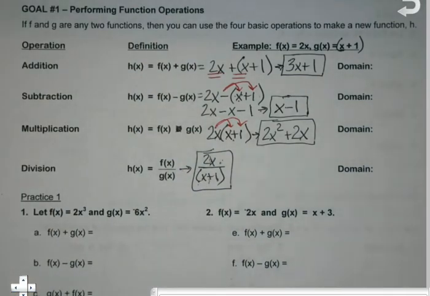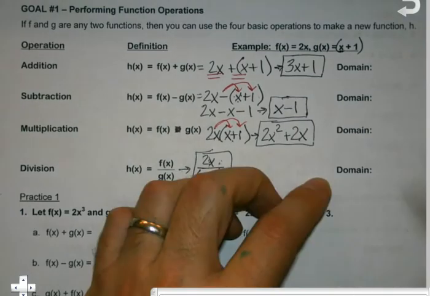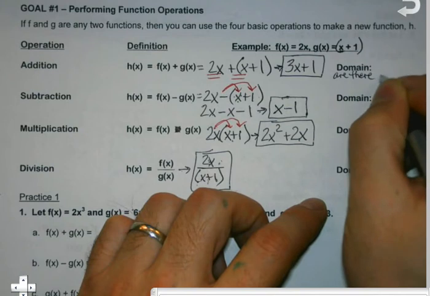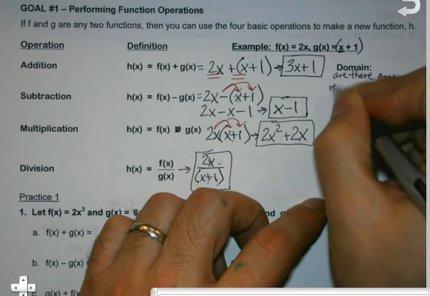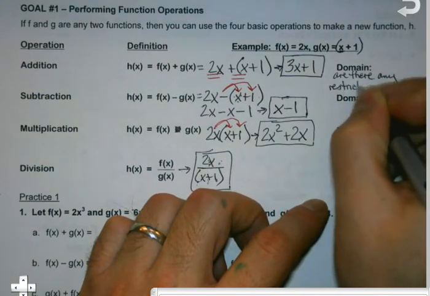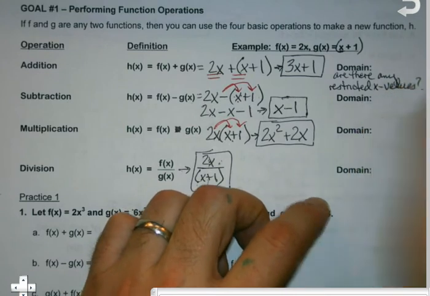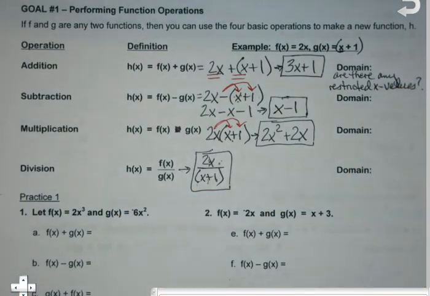So here comes this whole domain thing. Domain is basically, are there any restricted x values? And by restricted, I mean is there any value I could plug in for x where I couldn't get an answer on the calculator? If I plugged in this value for x, is it going to say error and not tell me anything? Most of the time, no.